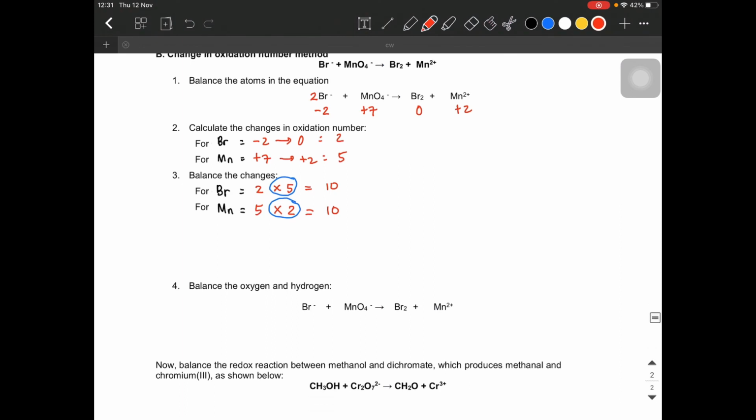Okay, so all the substances related to bromine here must be multiplied by 5. So there will be 10 Br minus plus MnO4 minus becoming 5 Br2 plus Mn2 plus. Okay, and how about manganese? Since here it is multiplied by 2, everything related to manganese must be multiplied by 2. So here we have to multiply by 2.